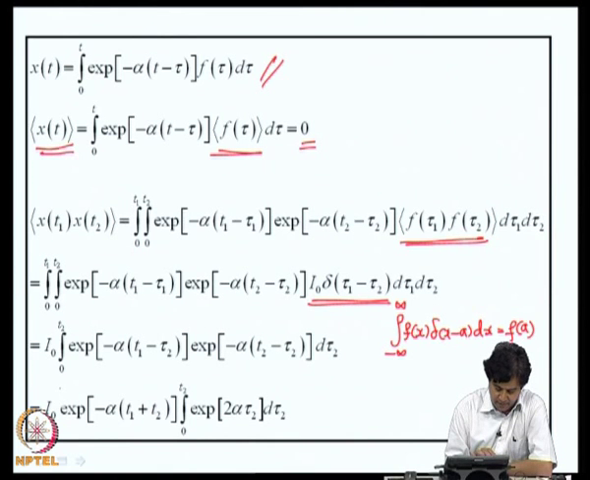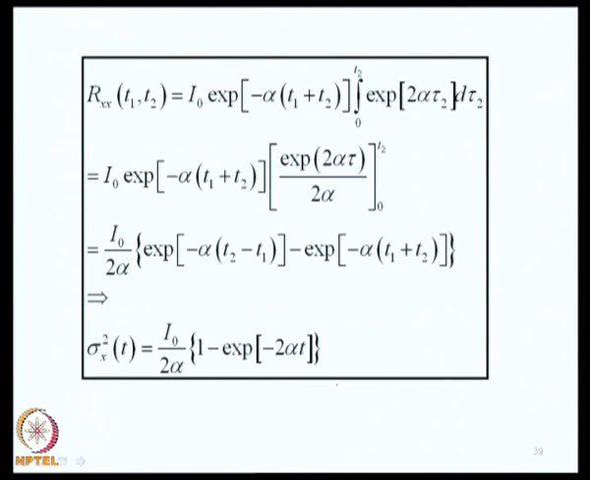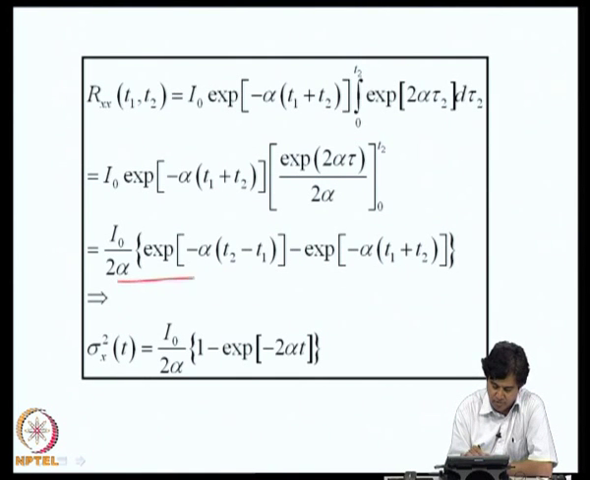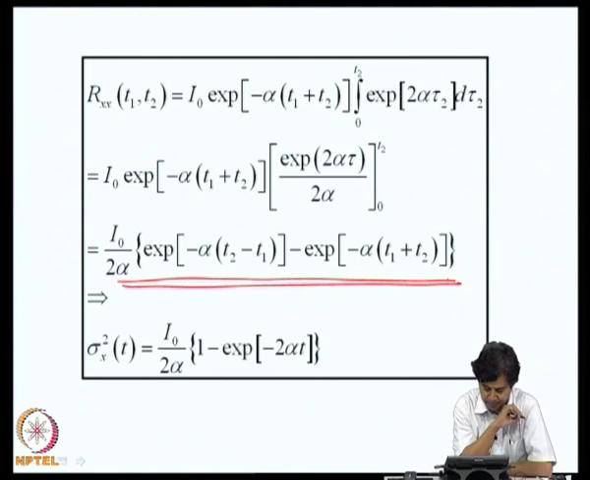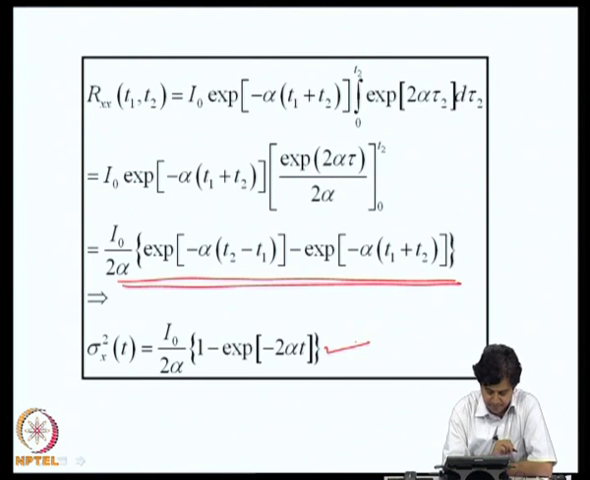Now, this is a reasonably simple integrand, so we can evaluate this. I will rearrange the terms and take the t1 and t2 terms outside, because this integration is with respect to tau 2, and I get this expression. This can easily be integrated. So, I get Rxx of t1 comma t2, this integral, and if I do this integration I get the covariance function to be given by this. If I now take t1 equal to t2, I get sigma x square of t given by this expression.